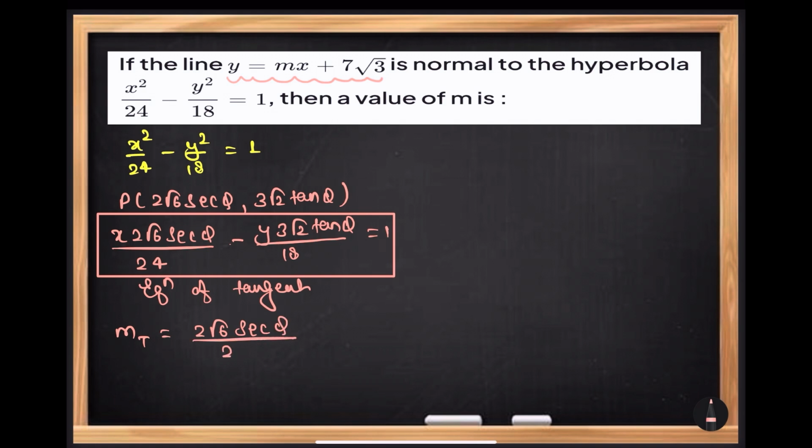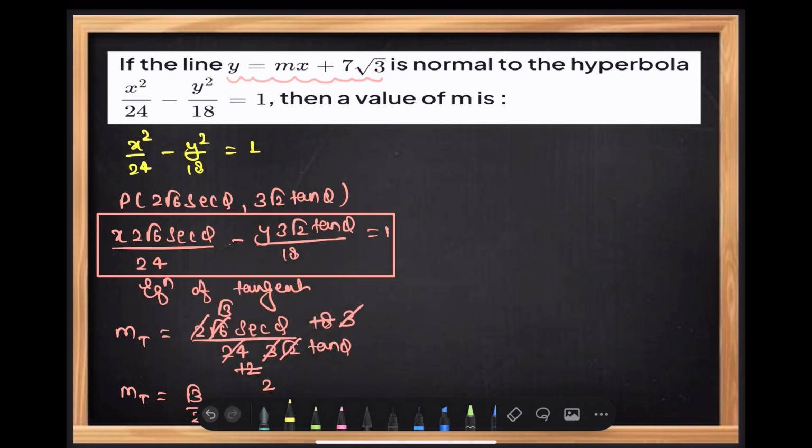Now we will send this thing to this side, then divide both sides by 3 root 2 tan theta and multiply both sides by 18. Correct or wrong? Correct. So let's simplify. Can I say that it is root 3 by 2 sec theta by tan theta? Sec theta is 1 by cos theta, tan theta is sin theta by cos theta. So cos theta is gone. We are left with root 3 by 2 sin theta, with sin theta in the denominator. So this is our slope of tangent.